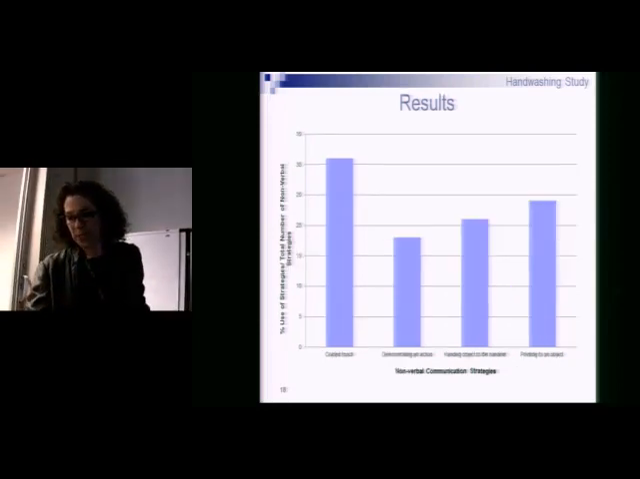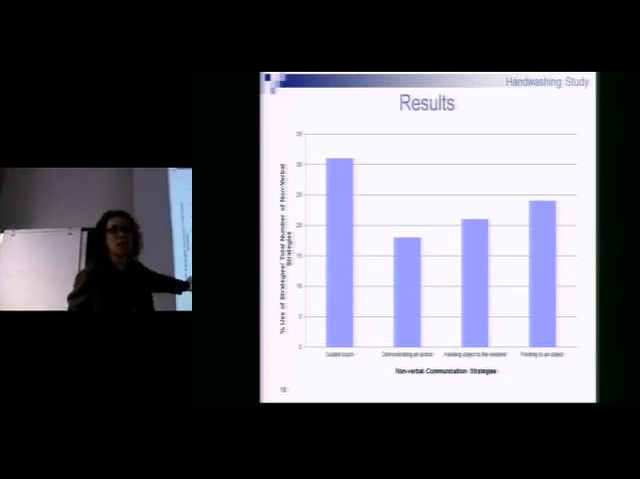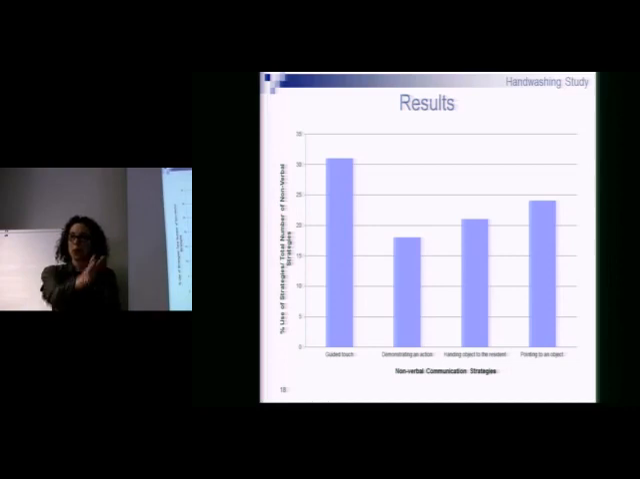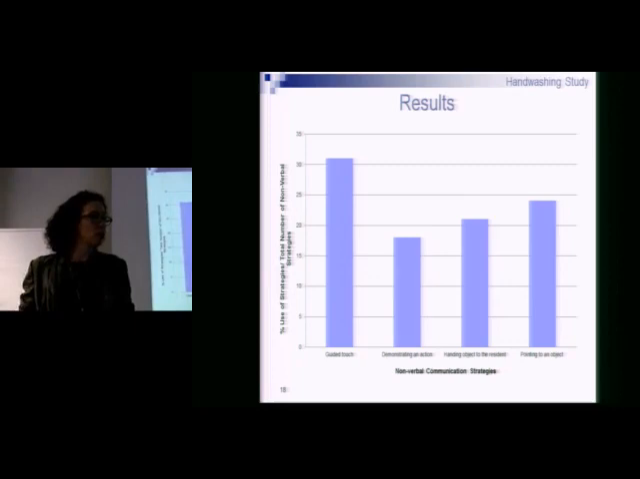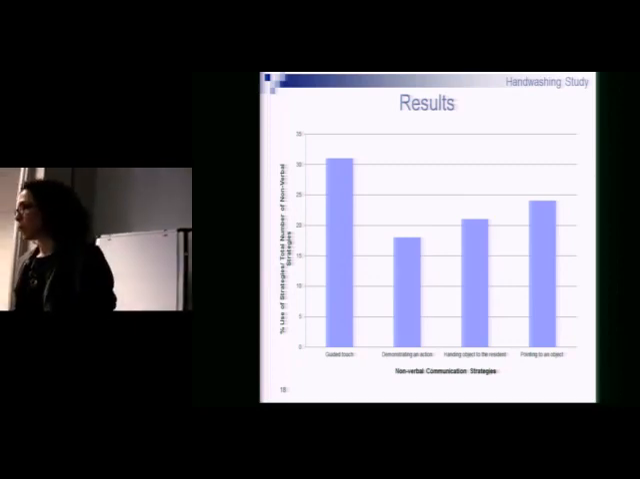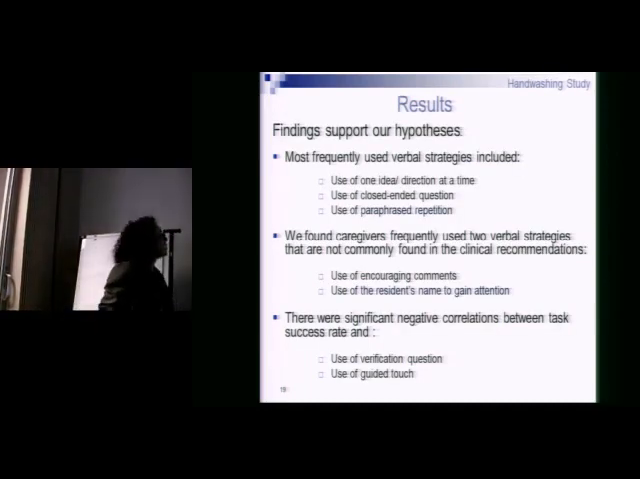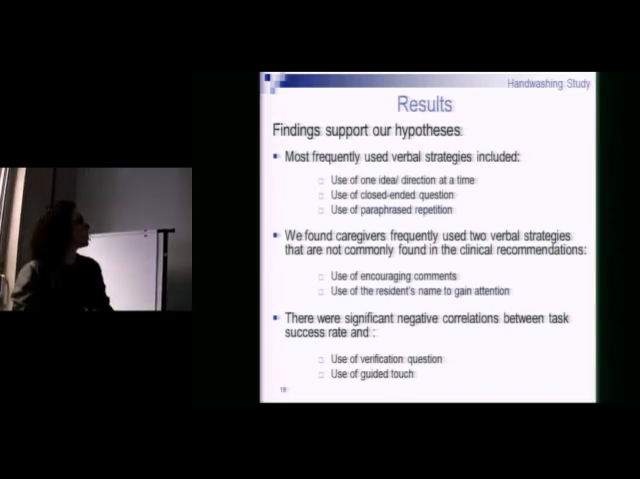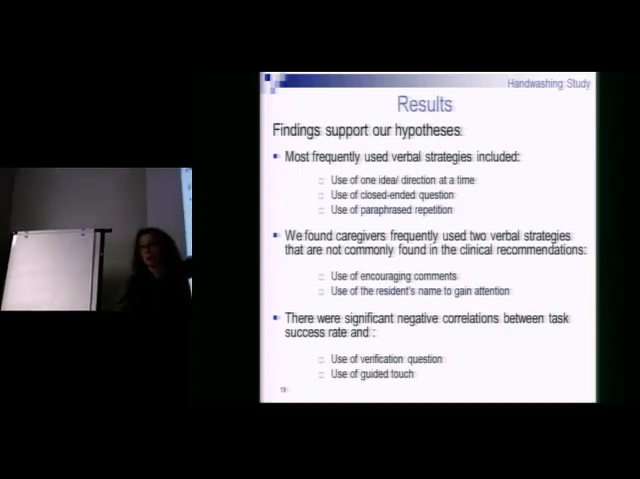Okay? In terms of the nonverbal strategies that we tracked, we found that people often use a guided touch. So that's just, you know, if the hand's going not quite to the right place, just kind of helping it get to the soap or the faucet, but not actually doing it for the person. Demonstrating in actions, showing them how it should be done, handing something to the resident, or pointing to it. There's the soap. So in general, what we found was that these hypotheses were supported: using one idea, using a question that can be answered with a yes or a no, using paraphrase repetition. They actually used paraphrase repetition more than verbatim repetition in our study.